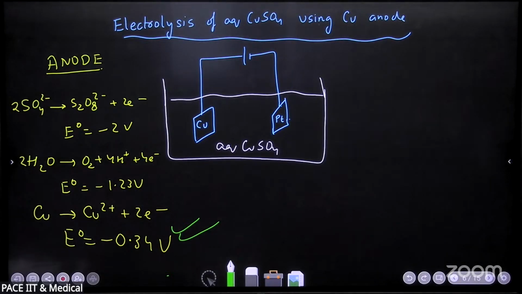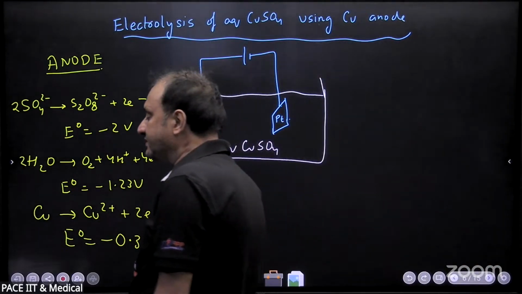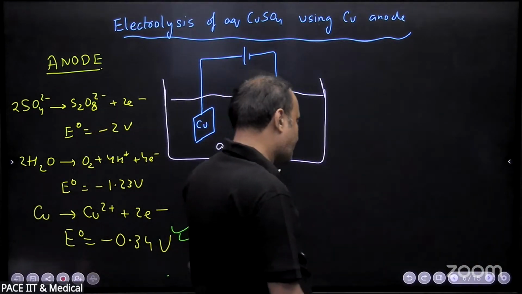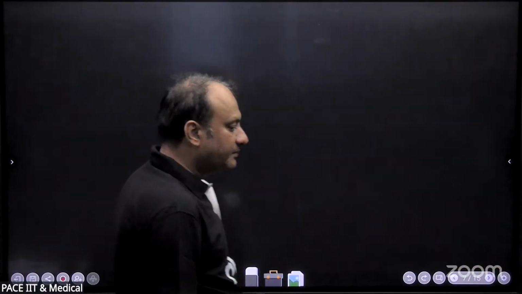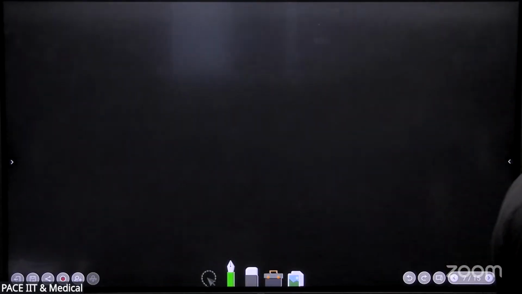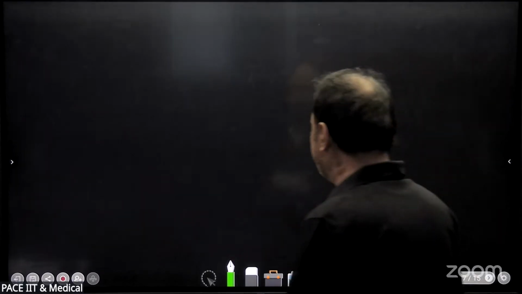And using these examples, now let's generalize what happens in electrolysis. So, first of all, if I am doing electrolysis of a molten salt, what will happen? In electrolysis of a molten salt, we have no choice.